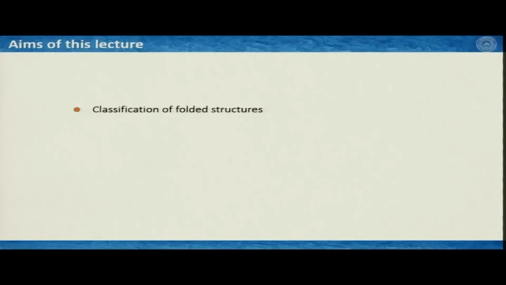In this lecture, we will use most of these terminologies to describe a folded structure and to understand which fold is what. In other words, we will be classifying the folded structures. So there is only one aim in this lecture, and that is classification of folded structures.